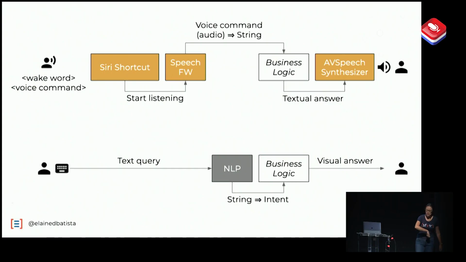On the other side, on the bottom, there's an example I'm showing where you only do the machine learning part, by taking directly the input that was typed by the user and giving back a visual answer to your user. And as Javier was saying, a really nice way to get into machine learning is using this to maybe do an advanced search feature inside your app.